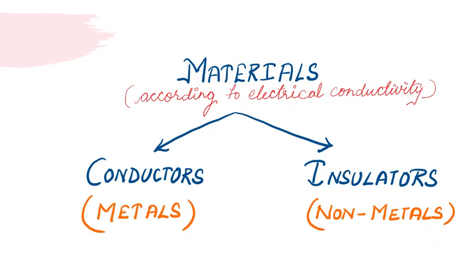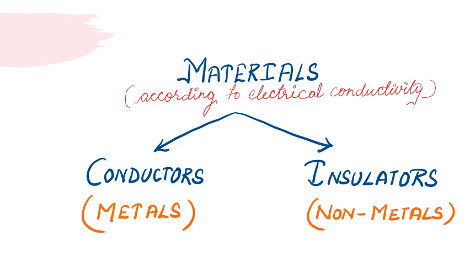According to electrical conductivity, the materials can be conductors or insulators. Conductors are the materials which allow electric current to flow through them, whereas insulators are the materials that do not allow electric current to flow through them. Metals are very good example of conductors, whereas non-metals are insulators.